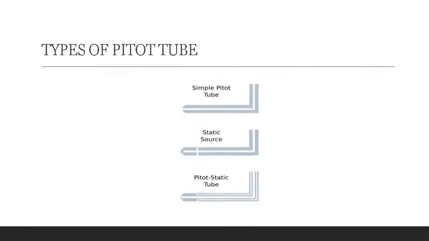Let's discuss the types of the Pitot tube. There are three types of Pitot tubes: simple Pitot tube, static source, and Pitot static tube. Here, the simple Pitot tube is used to measure the velocity of flowing fluid and total pressure. And the static source is used to measure the flow velocity of liquid along the pipe. The Pitot static tube consists of a Pitot tube and a static tube, and it measures pressure in such a way that the relative speed of a fluid can be determined.